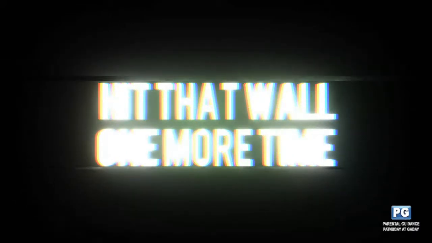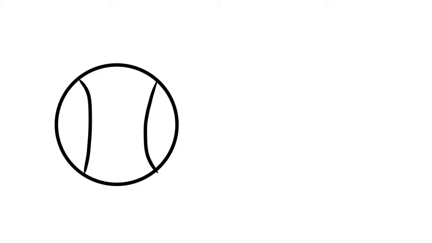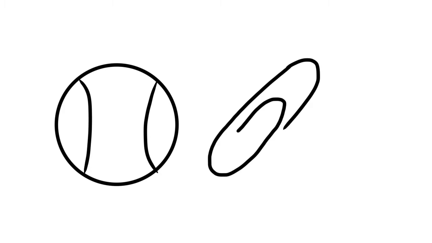Hit that wall one more time. In this activity, the materials needed are a basketball and paper clips. Step 1. Throw the basketball horizontally against a concrete wall. Step 2. Using a paper clip, mark the point where the ball first strikes the ground after hitting the wall.